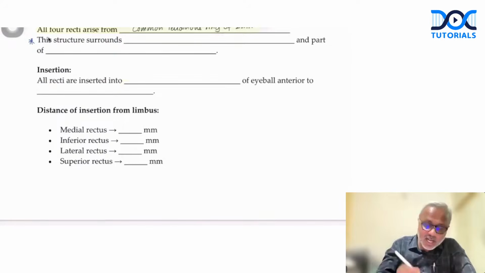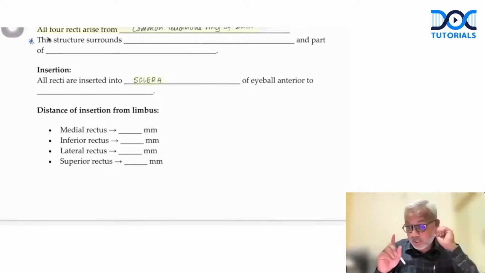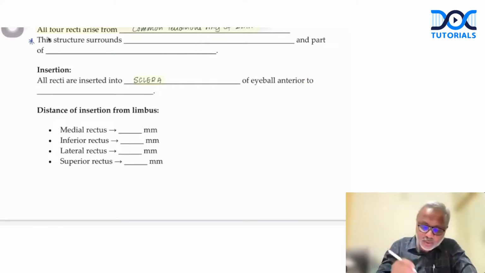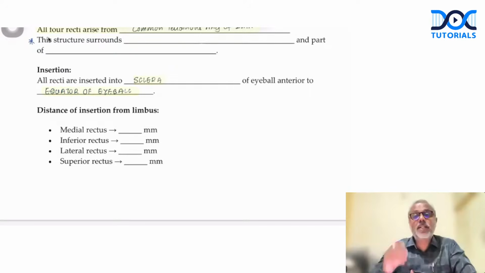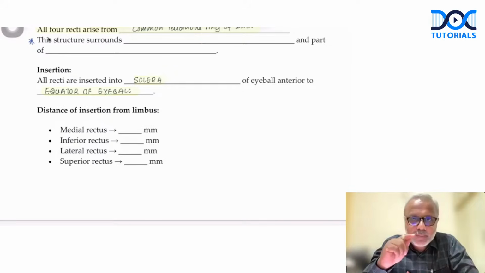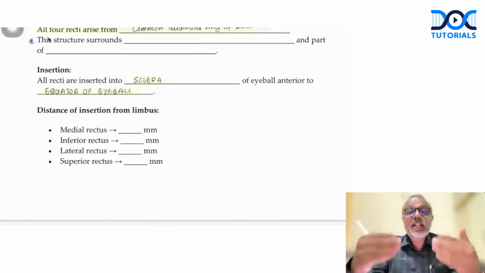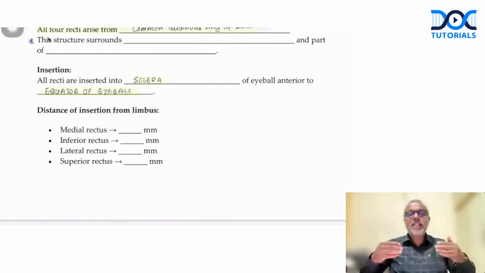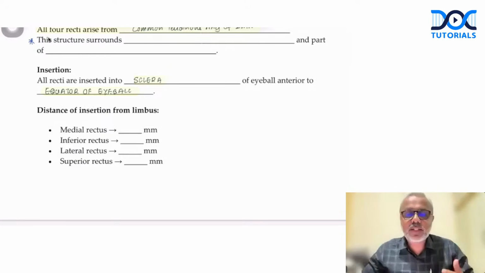Remember, all recti are inserted into the sclera. Again, this is the only thing you need to mention. This is inserted to the sclera of the eyeball anterior to the equator of the eyeball. These two again are a must and the points which need to be highlighted. Every time the examiner will check for attachments, he will check whether you have mentioned the recti get inserted in front of the equator and the obliques get inserted behind the equator. This is the first thing they will ask.